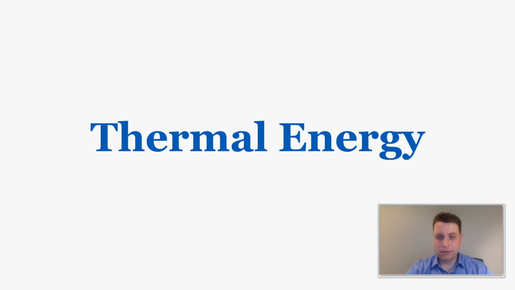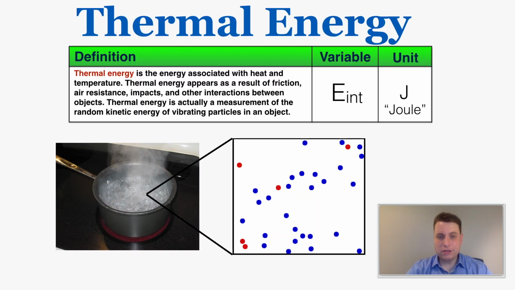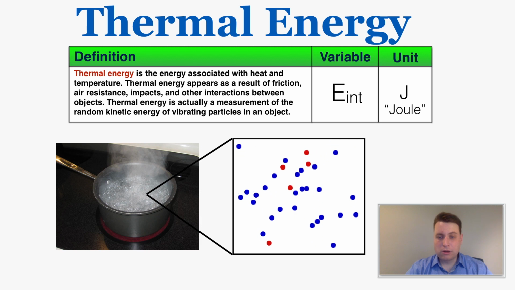This video is about thermal energy or heat energy, another type of energy. Thermal energy is the energy associated with heat and temperature. Thermal energy appears as a result of friction, air resistance, impacts, and other interactions between objects. Thermal energy is actually a measurement of the random kinetic energy of vibrating particles in an object. We're going to talk about this more in a future unit.